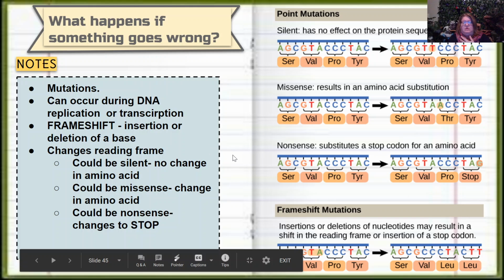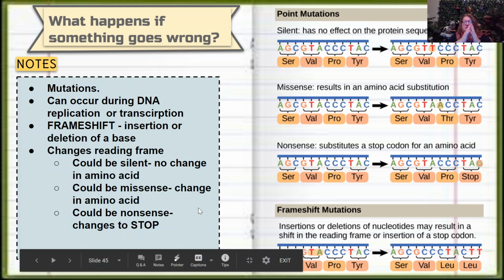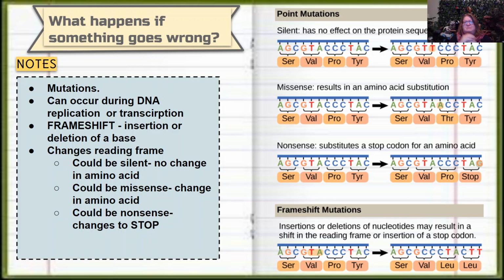Now, these could also be silent if you had a big chain of like A. Shifting that may not change that much. But it also could be nonsense because it could stop. You could introduce a stop codon in there, and then everything stops. It could theoretically be a missense if it's at the very end. But generally speaking, a frame shift is going to change a lot of amino acids.